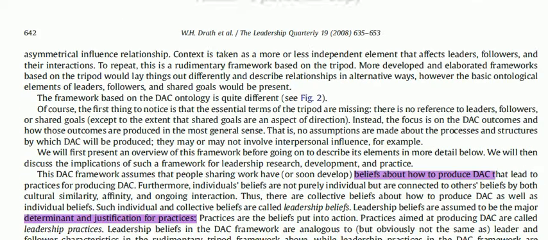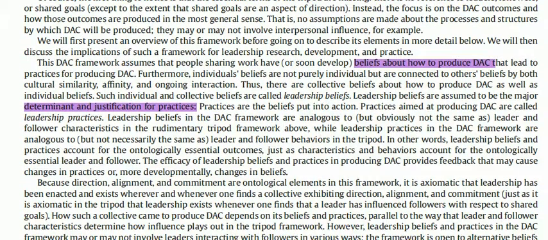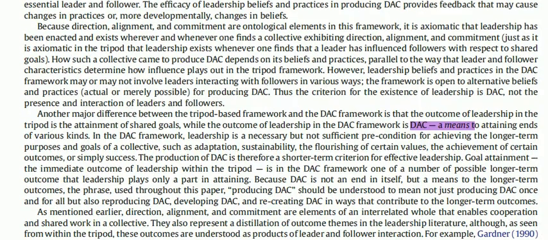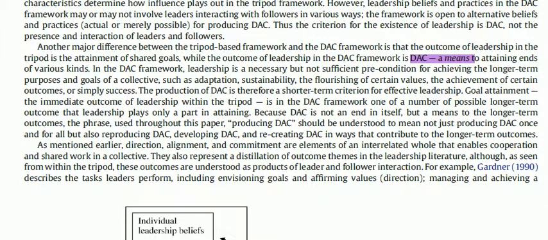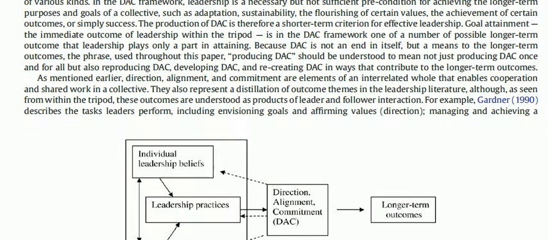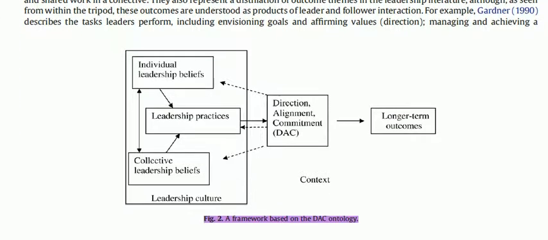If I scroll down, there's stuff here about the beliefs to produce the DAC and determinants and justifications for practices. Maybe I'm getting a bit lost here. DAC is a means to attaining ends. Oh, look, I've got a diagram. I'm going to scroll right down to this diagram. Snuff all the words. Right, okay, so this is a contrast to the tripod ontology.